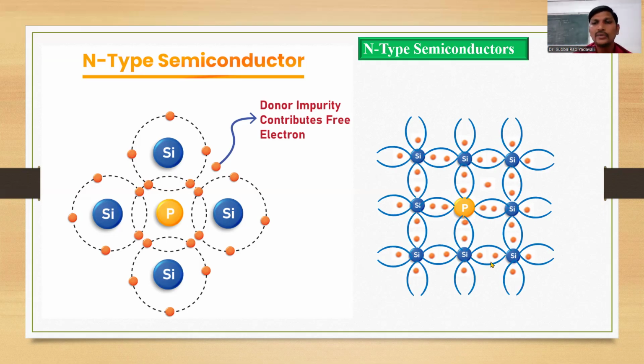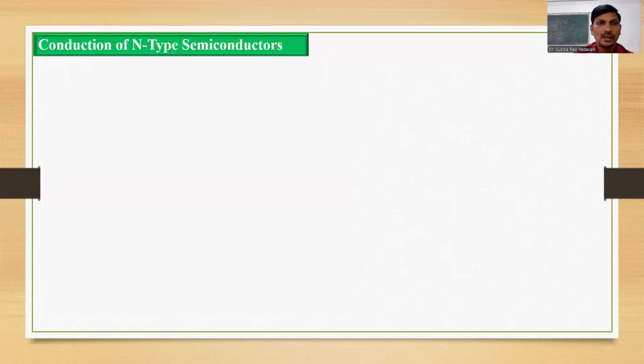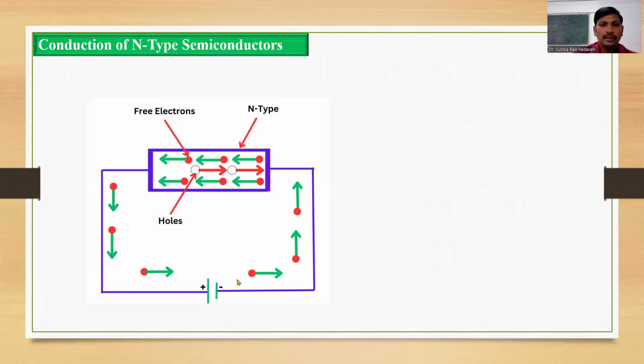This material has the free electron, the conduction electron. Due to the presence of these conduction electrons, N-type semiconductors conduct electricity. Now, how do they conduct electricity? Here, this is the N-type semiconducting material. One end of the semiconducting material is connected to the positive terminal of the battery, and the second end is connected to the negative terminal of the battery.